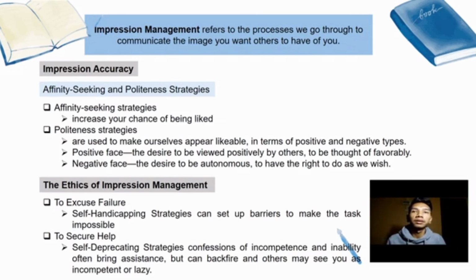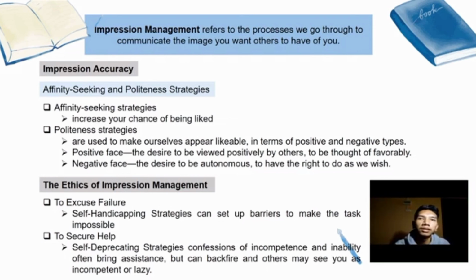Impression accuracy is divided into first, affinity seeking, and second, politeness strategy. The affinity seeking strategy means increasing your chance of being liked. Such strategies are especially important in initial interactions, and their use by teachers has been found to increase student motivation. Second is the politeness strategy. Politeness strategies are used to make ourselves appear likable in terms of positive and negative face. Politeness strategy is divided into first the positive face and second the negative face.